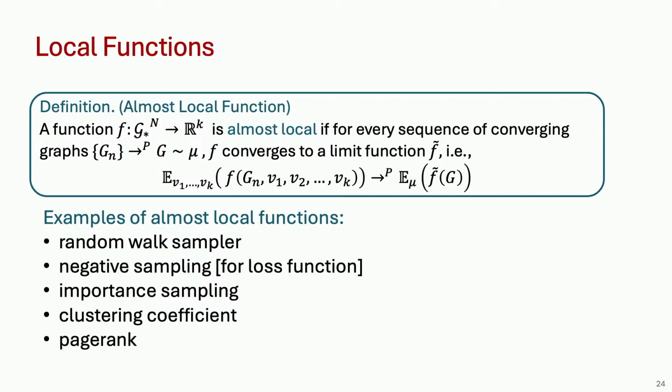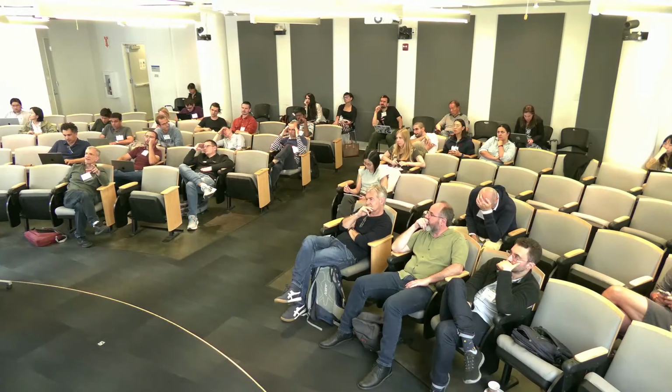But this mu is not fixed here. Mu is a distribution over all finite and infinite graphs. So it's not a mu almost local function. It's almost local if for every mu this holds, for the functions. Yes, for every mu this holds.